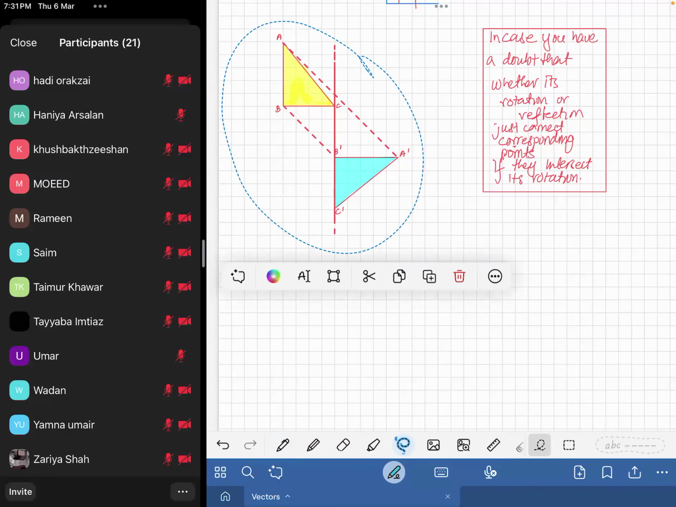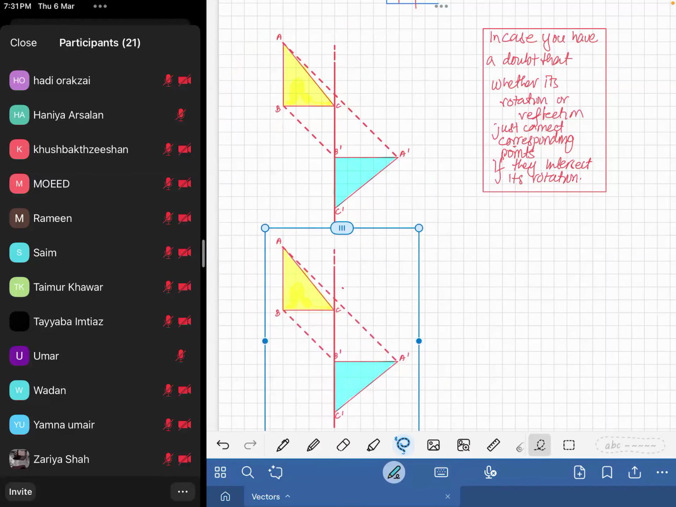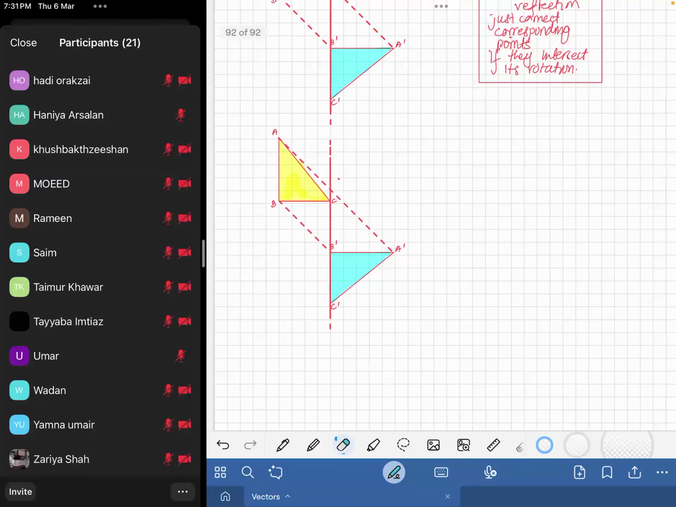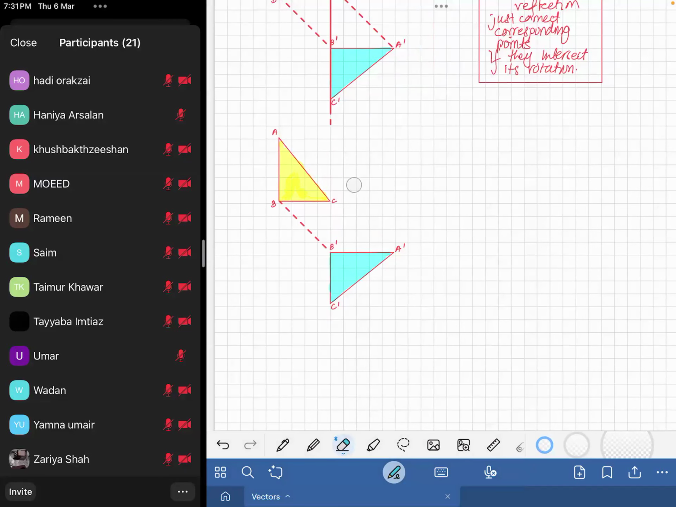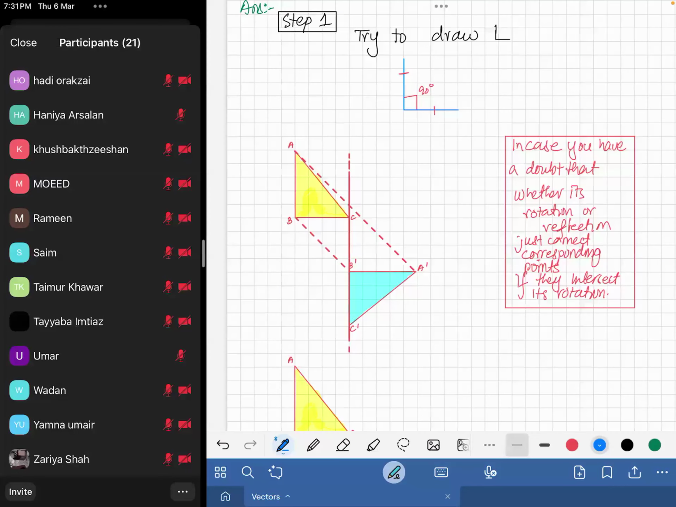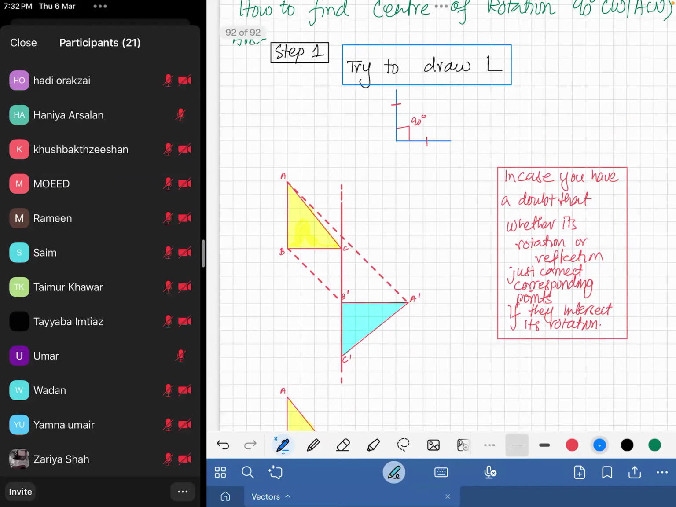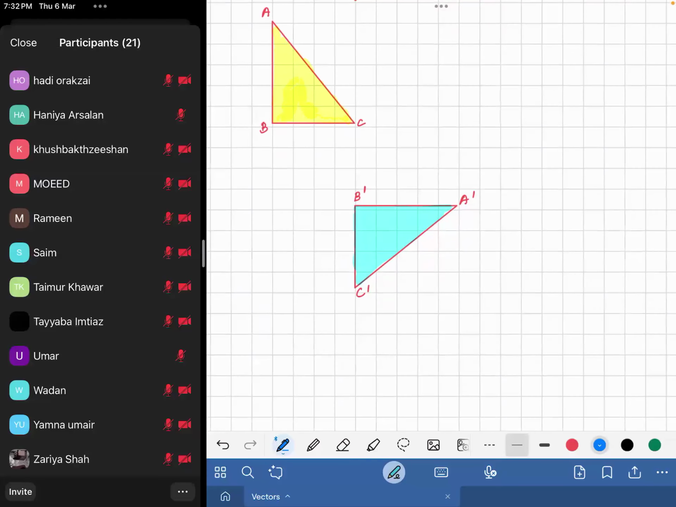So I'm going to create this diagram one more time down below, because I want to explain another thing. I don't want to erase that. That is the reason you have this diagram in front of you one more time. Okay. So now we are going to understand how, as a student, you need to develop this kind of scenario to find a center. So I wrote here: try to draw L for 90 degrees. So now let's see how I can draw L here.